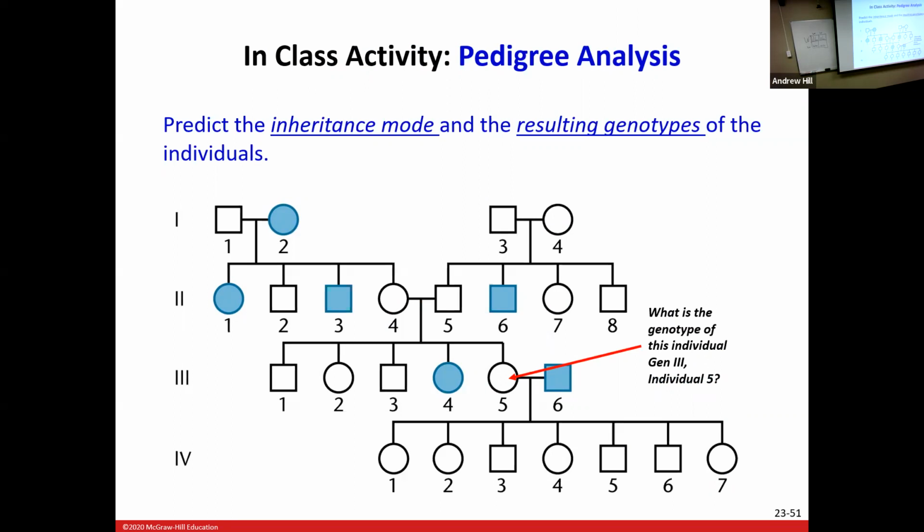Well, first of all, let's make some guesses here. Do you think this is autosomal dominant or recessive? Do you have any clue? Some people are saying recessive. I think it's recessive. So if you start with that as an assumption, then you can start filling your chart in.